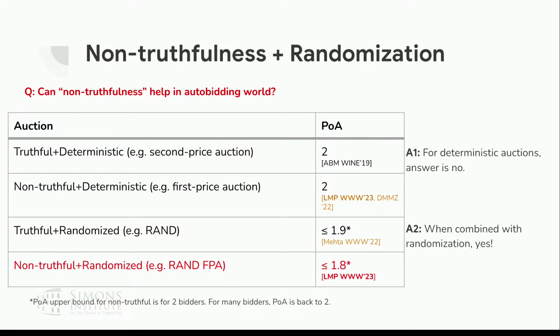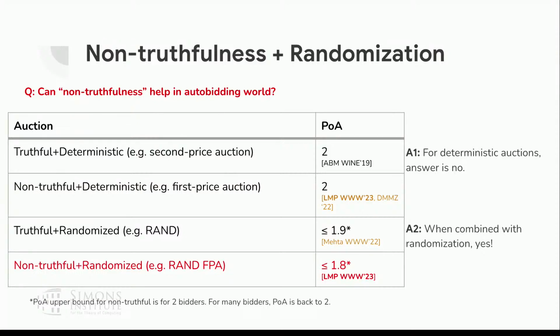And the answer is that for deterministic auctions, you cannot. Just like we just saw that for deterministic auctions, non-truthfulness doesn't help, like first price auction. But there is a way to have a non-truthful and randomized auction, which we can call a randomized first price, maybe, where you can even beat this 1.89 and get a little bit lower, 1.8.